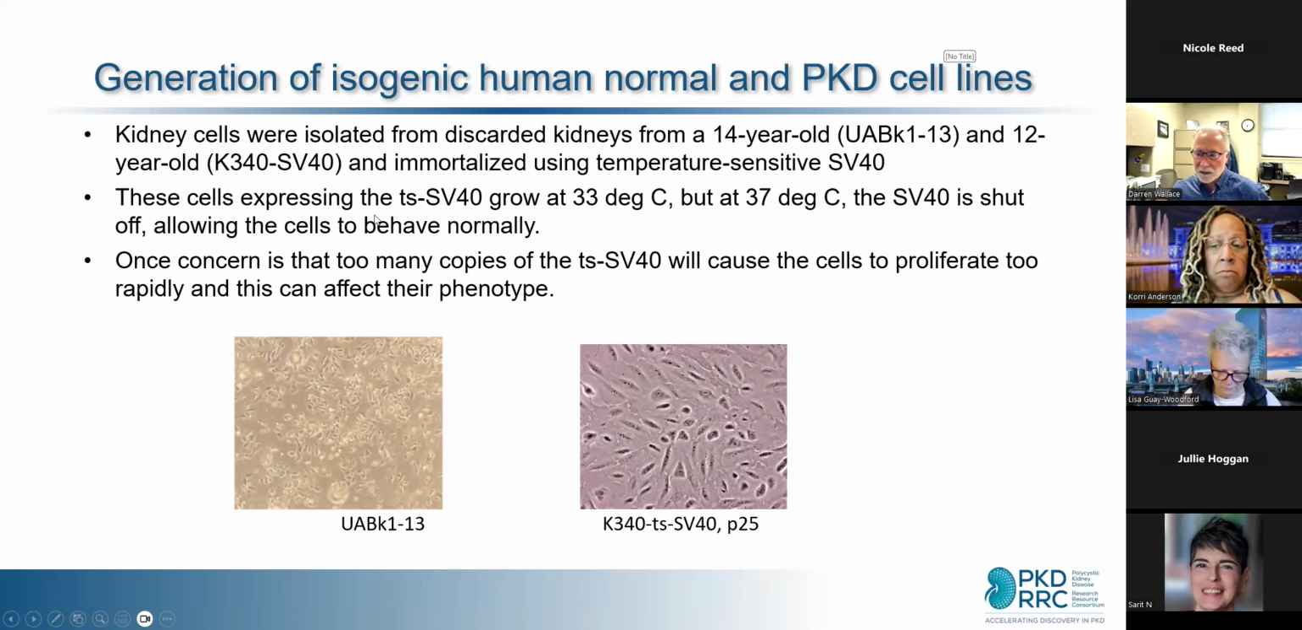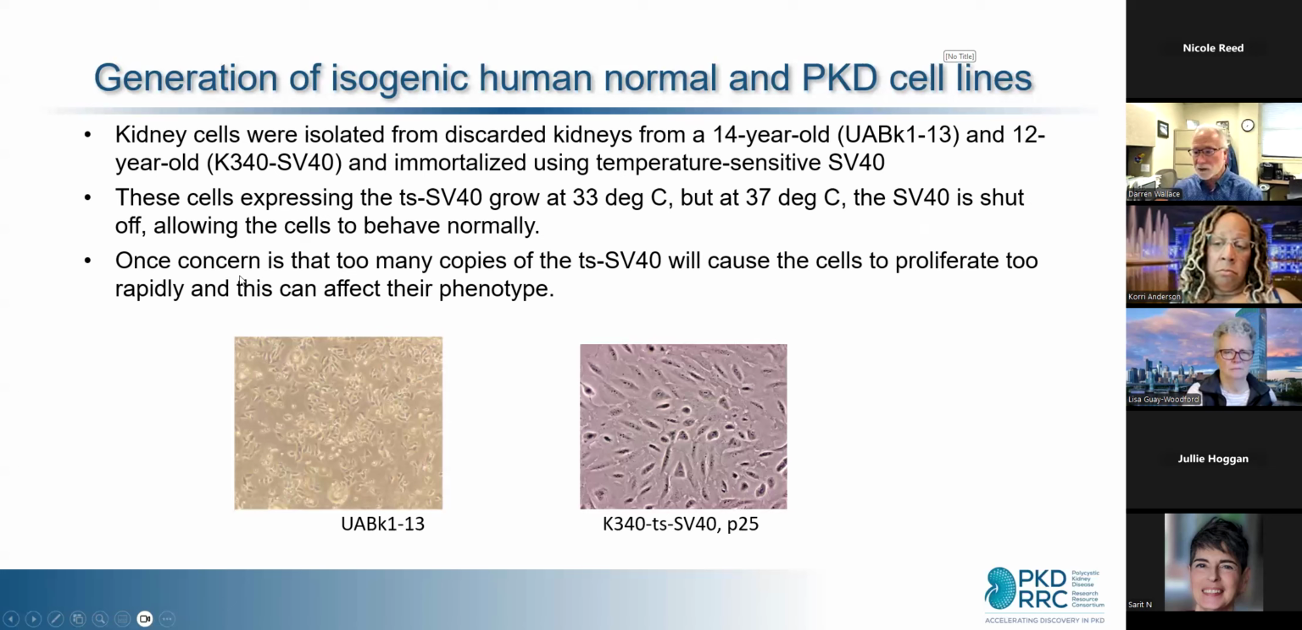What that means is that the cells expressing the temperature-sensitive SV40 will grow at a lower temperature in the incubator, at 33 degrees. That causes the SV40 to be expressed, driving the proliferation of the cells. But then we can move the cells to 37 degrees, and that shuts off the expression of the SV40 large T antigen, and these cells begin to behave normally as far as their growth characteristics.